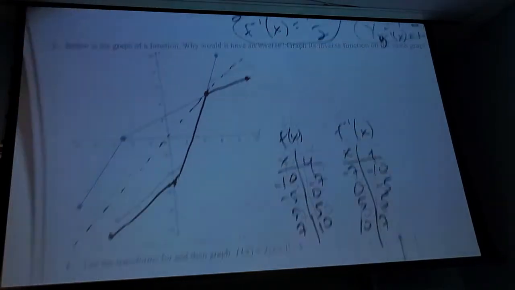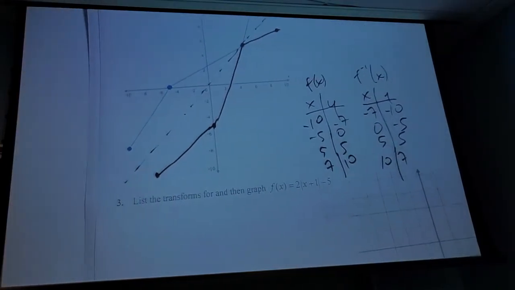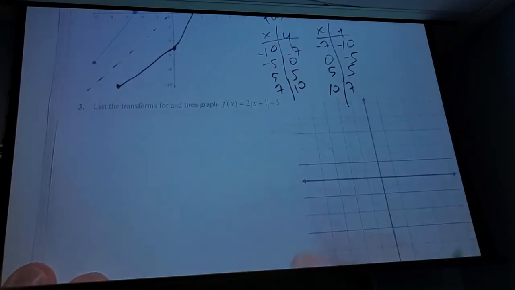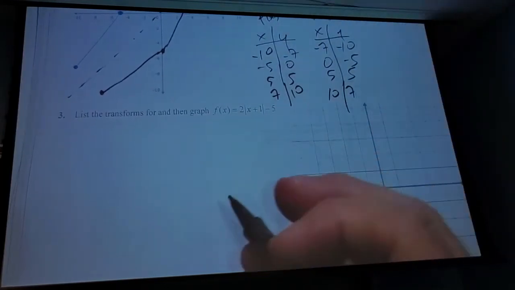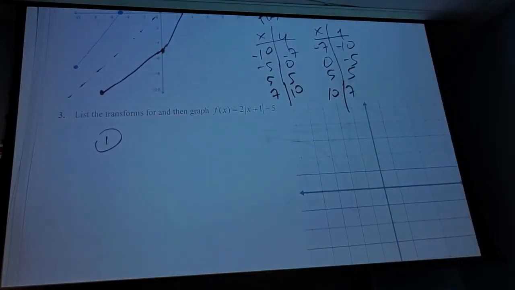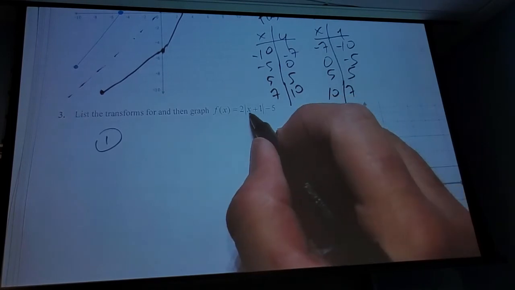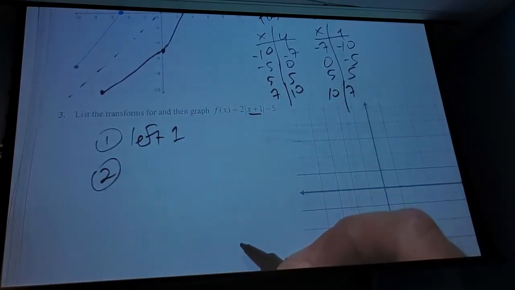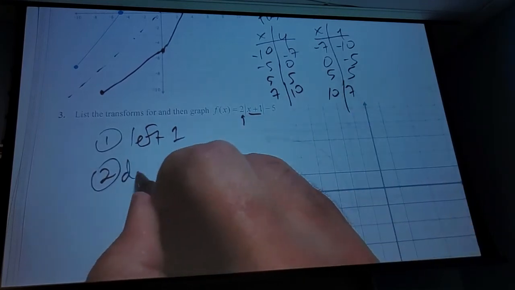All right, so I got a lot out of that problem. What about number 3? It's just listing the transforms. What's technically the first thing I should do? Left 1. Left 1, good. Work from the inside up. Left 1. Then next I should double the outputs.